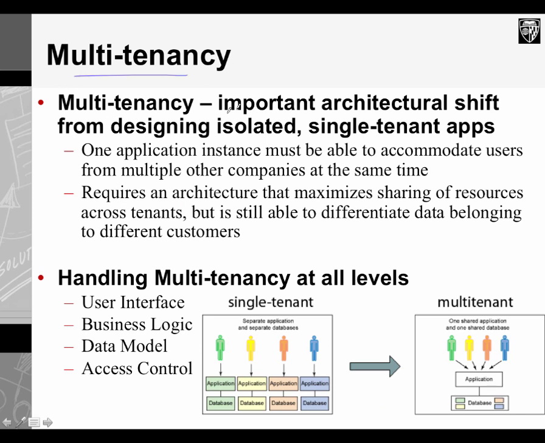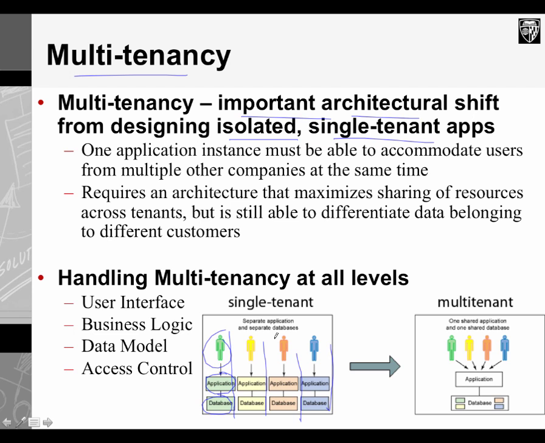Multi-tenancy. Multi-tenancy is a very vital architectural characteristic of a SaaS application. It is a shift from designing isolated single-tenant applications. Now, what do I mean by isolated single-tenant applications? A single application that's isolated with its own database used by a single user. That would be an isolated single-tenant application. Every user will have their own application copy and their own database. That would be the single user, single-tenant application. In this model, no two applications communicate with each other, no two users can collaborate with each other.